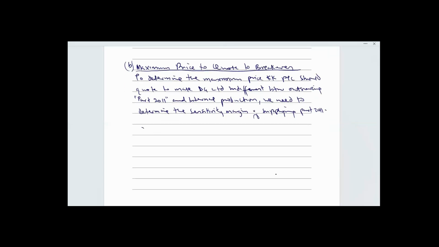So I would then say sensitivity margin of supplying cost is calculated as net present value divided by the present value of supplying cost.